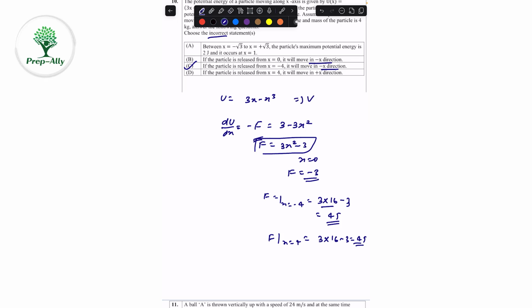So u max comes out to be 3 minus 1 cube, which is equal to 2. So this is also true because the potential energy came out to be 2 joule. So incorrect is C only. So C will be your answer, and this is how you can solve these types of questions.